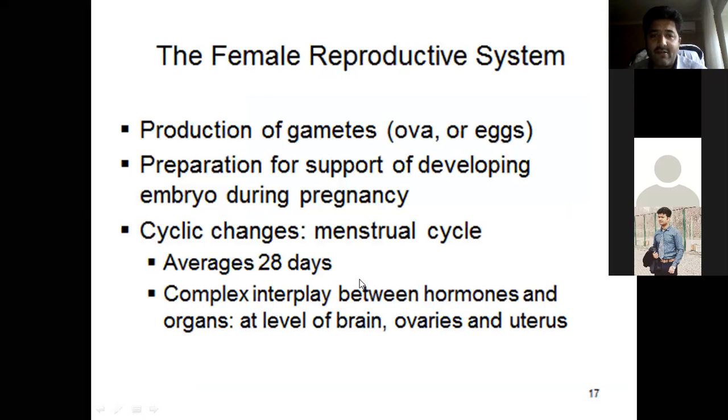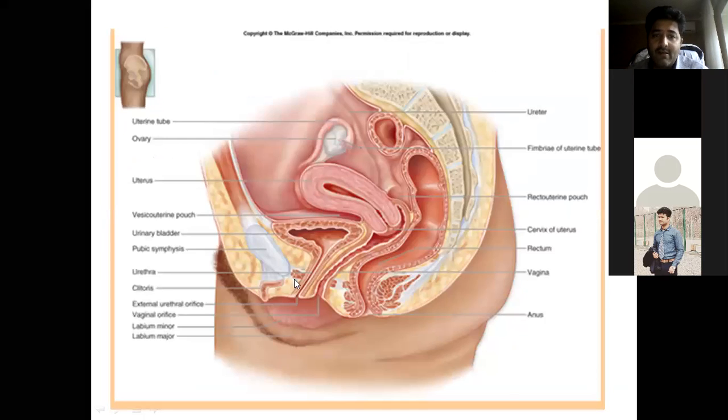Female reproductive system, ovaries. Now see here, it is not showing here. Okay, see, this is our which fornix? Posterior fornix. Okay, so from here you can enter into this pouch.